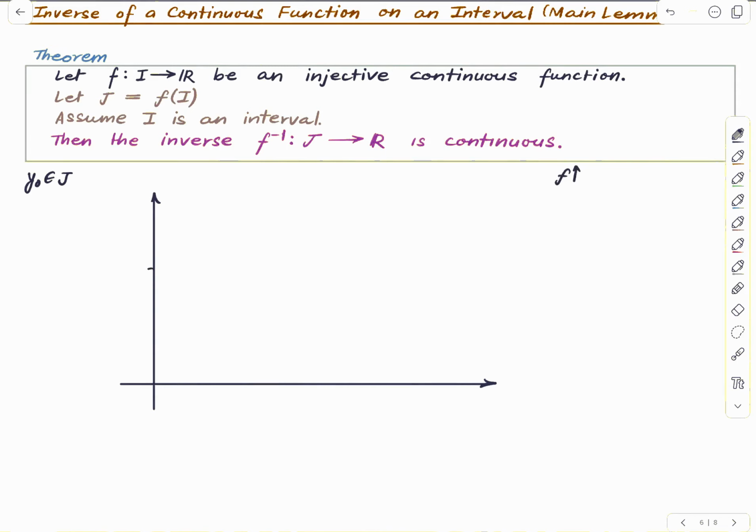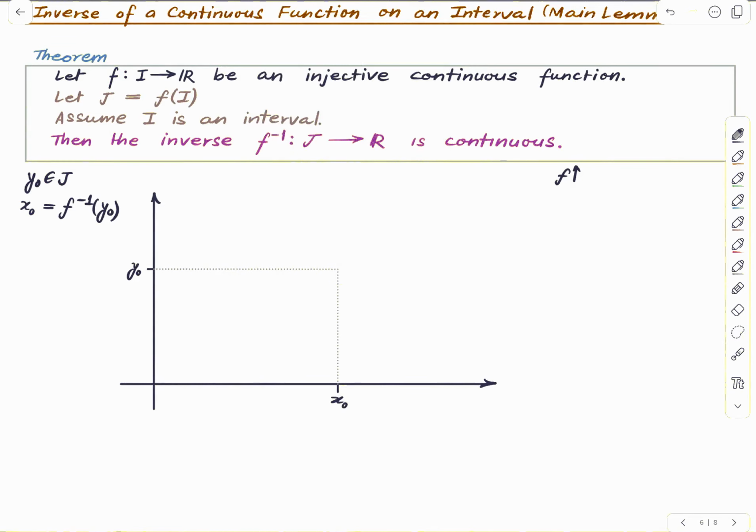Okay, and y0 is a point chosen arbitrarily in the domain of f inverse. So let's say x0 is f inverse of y0. In other words, x0 is the point in I which maps to y0 under the function f. Since f is injective, there is only one point in I which maps to y0, and we have called that point x0. Let me draw that. Okay. Now there are two cases.